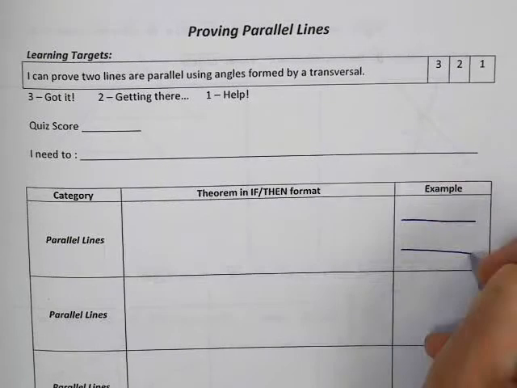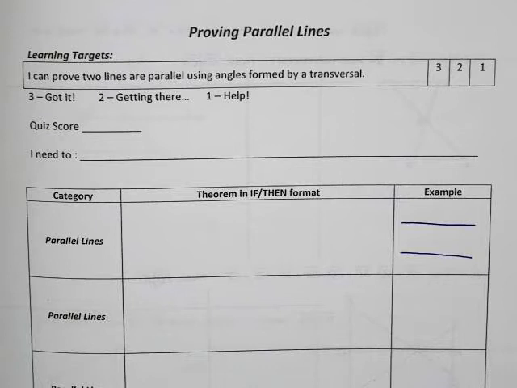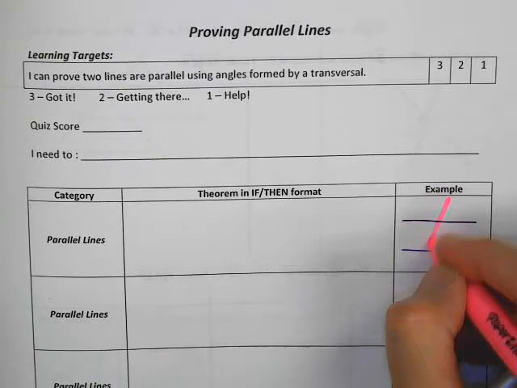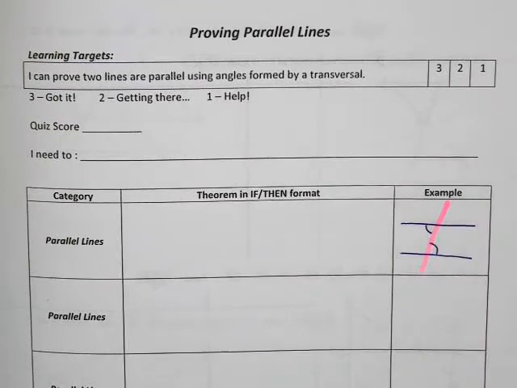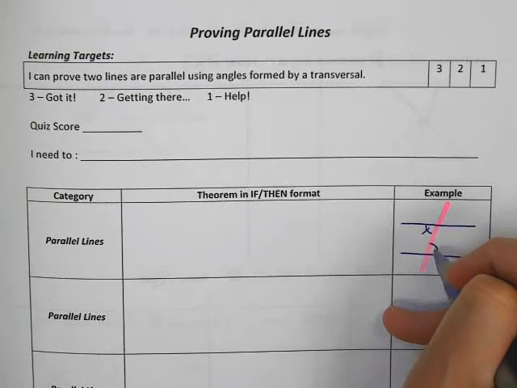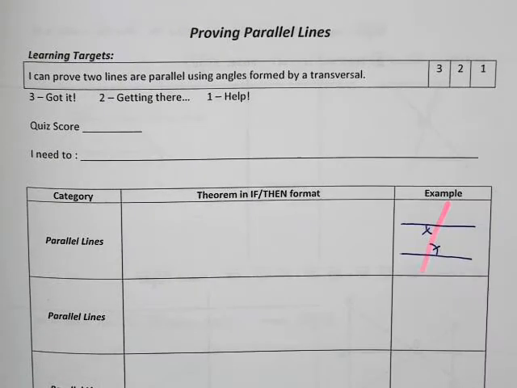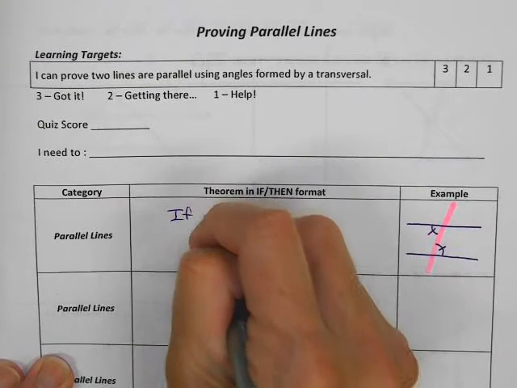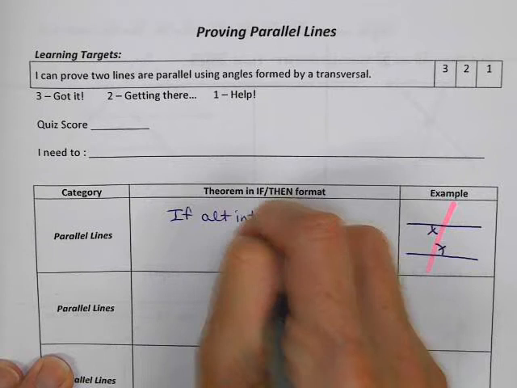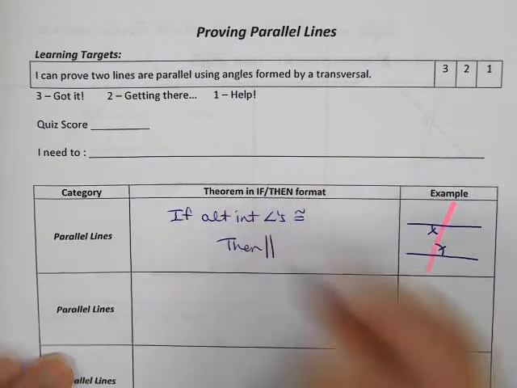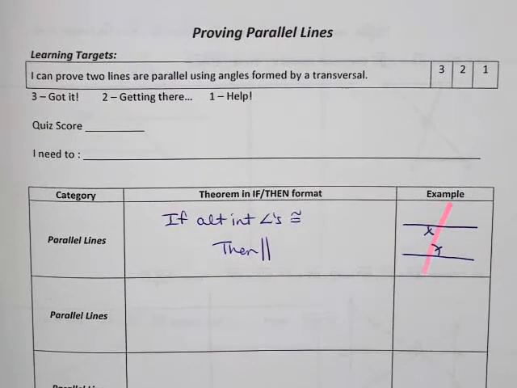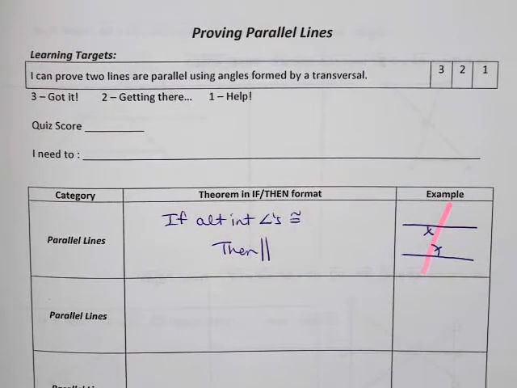If I have two lines, let's go back to my pink transversal here. If I have two lines and a transversal, if I mark these two angles, hopefully you see that those are alternate interior angles. If those angles are congruent, then I know the lines are parallel. So we're going to simply state it as this: if alternate interior angles are congruent, then the lines are parallel. In the last lesson, we were just identifying them. Now we're actually going to say they're congruent.